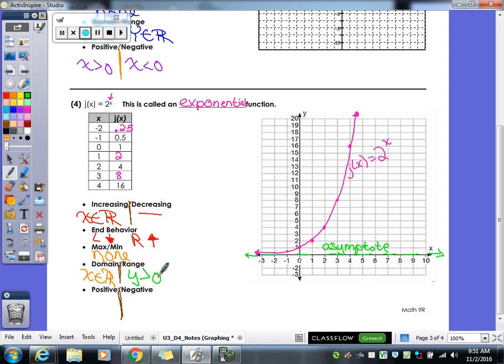So then for our positive, negative, will this graph ever be negative? No, this graph will never be negative because it's never going to go underneath 0 because that's our asymptote. So then that means the whole thing is positive. So how do I write that? X is an element of the reals.